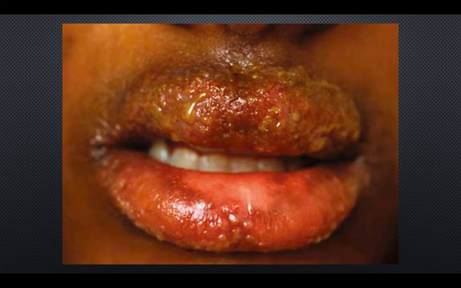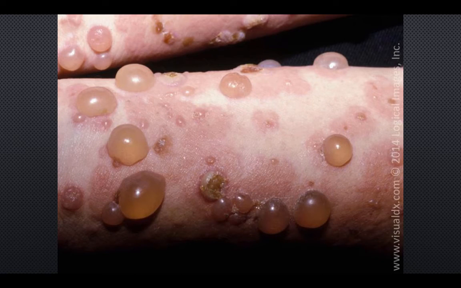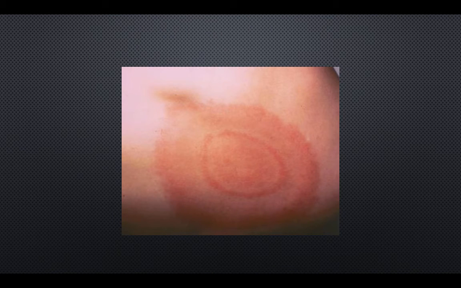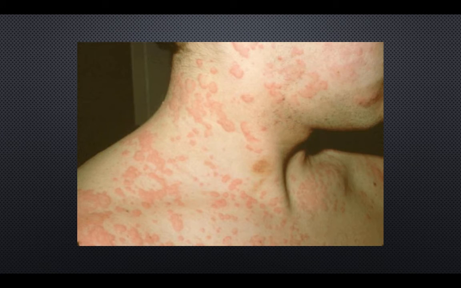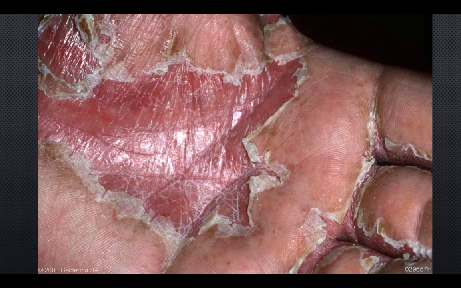Do they have vesicles of HSV or potentially chickenpox? Do they have bulla concerning for burns or bullous impetigo? How about the target lesion signifying erythema multiforme or SJS? What about severe urticarial lesions concerning for anaphylaxis? Any desquamation that could be seen in staph scalded skin or Kawasaki's disease?